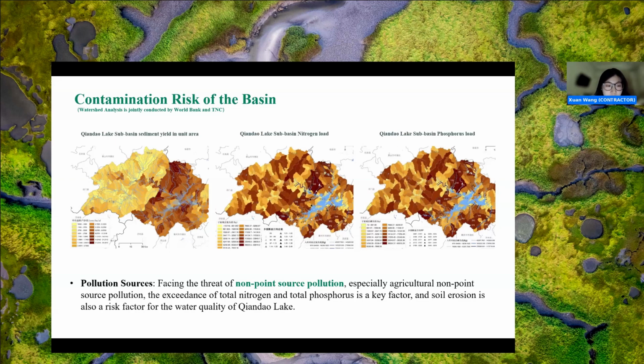The basin faced significant stress from non-point source pollution, particularly from agricultural activities. Excess total nitrogen and phosphorus, along with soil erosion, are major concerns for Qiandao Lake's water quality. As you can see from the figures, the darker the color of the plot and river, the higher the total nitrogen and phosphorus pollution load of the plot and river. So controlling the total nitrogen and the total phosphorus in the incoming water is one of our main objectives.